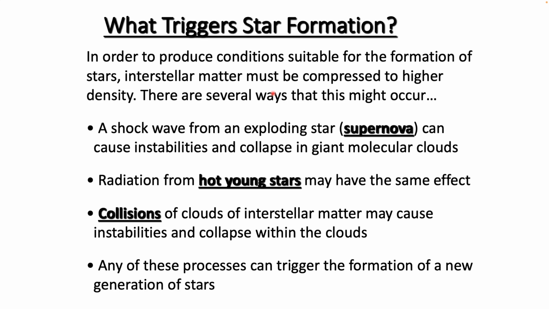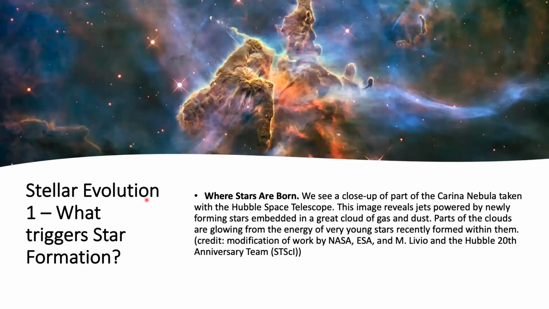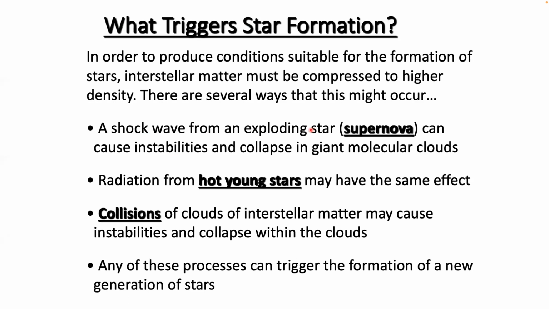And the same effect can come from the radiation of hot young stars. Right? So this is why places like this we normally consider as stellar nurseries, places that will lead to the birth of young stars, because you have some young stars there, they will emit radiation. And from this radiation, you will again have instabilities in the molecular clouds, which will lead to formation of new stars, right?